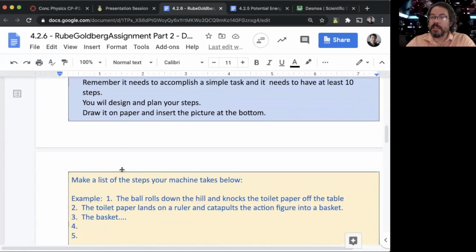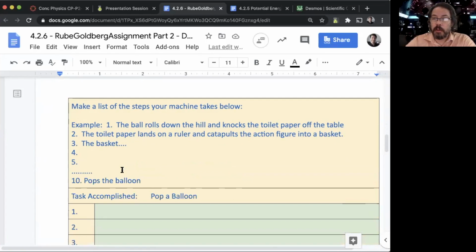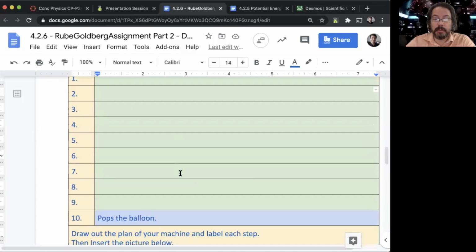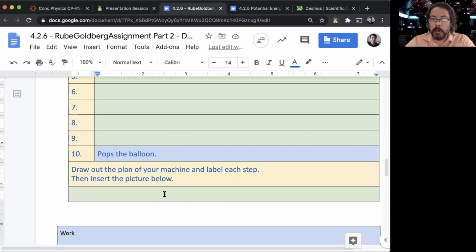What I'm looking for is your design. You do not have to build it, but your design should make sense. So it shouldn't be just like a bowling ball rolls down the hill, and then the next thing is a book falls off the table. How? That's not connected. So your steps should be connected. So see how the ball rolls down the hill, toilet paper knocked off the table, the toilet paper lands on a ruler. So see how these steps are connected. Your steps should be connected. The last step is pop a balloon, and then you're going to plan out what that might look like.